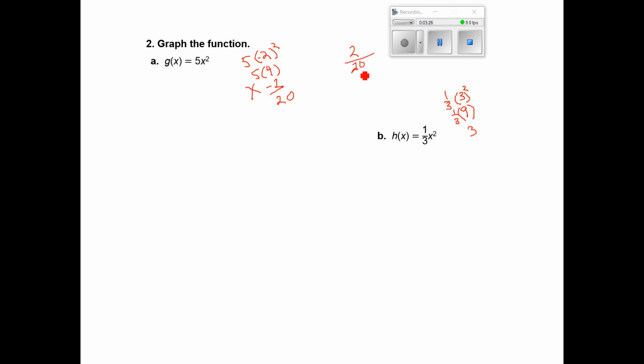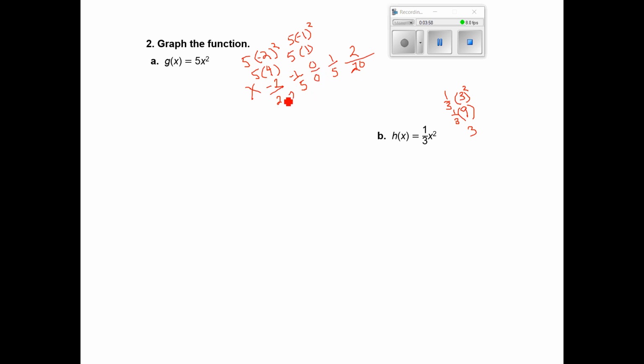Okay? And then let's put in -1 for x. -1 times -1 is 1, so it's 5 times 1, and that's 5. So when x is -1, it's going to be 5, which means when x is 1, it's going to be 5. And now we can pop in 0. That's easy, because 0 times 0 is 0, and 0 times 5 is 0. So when x is 0, y is 0.